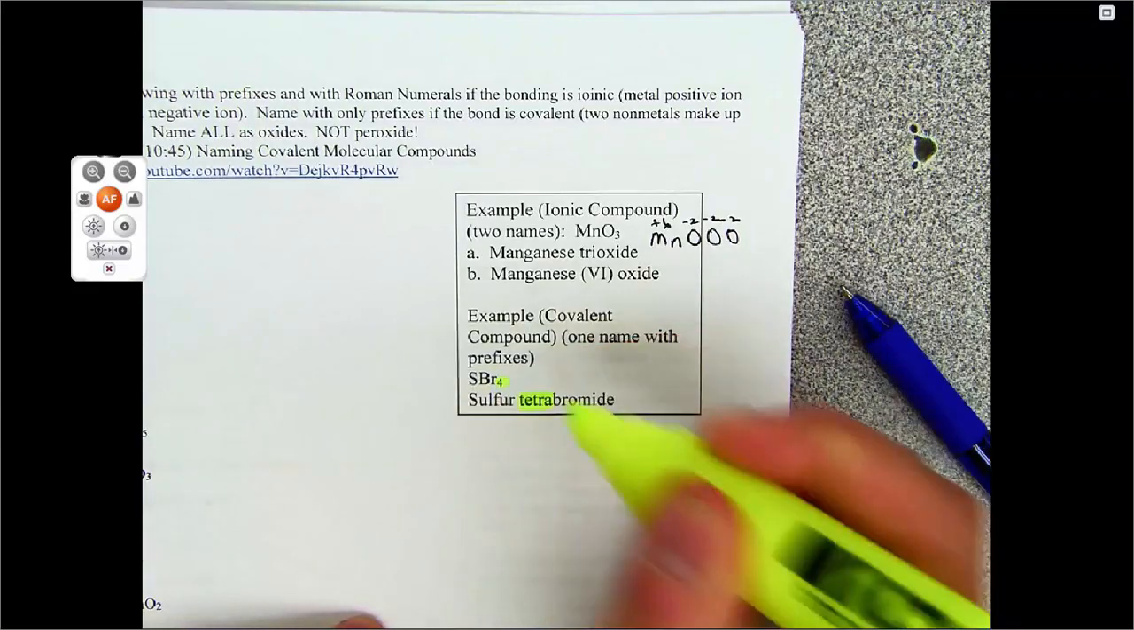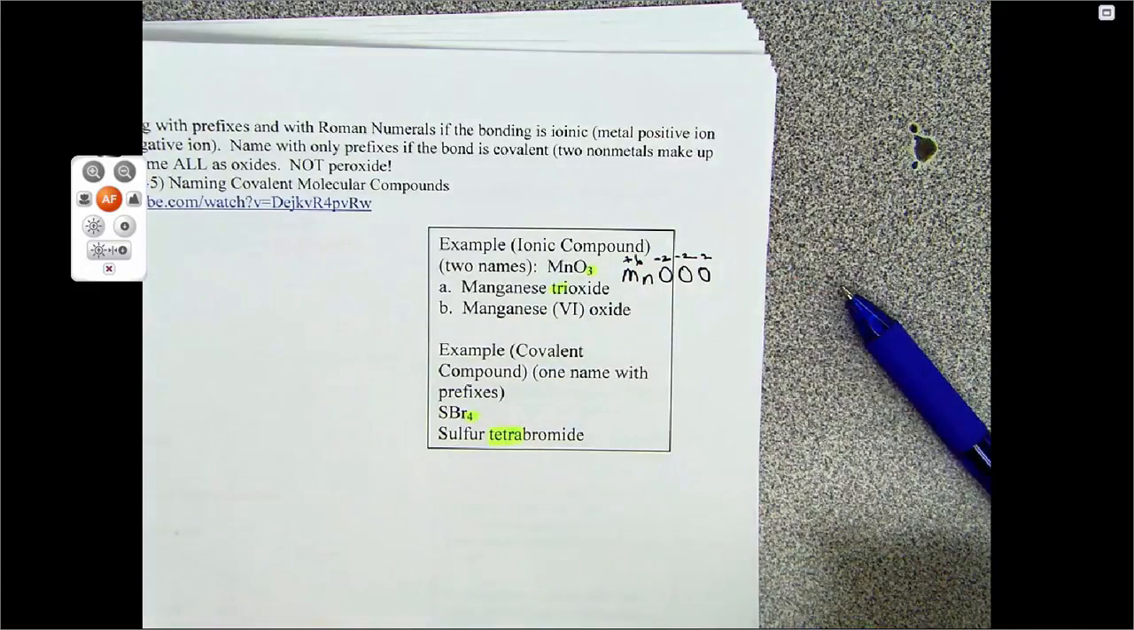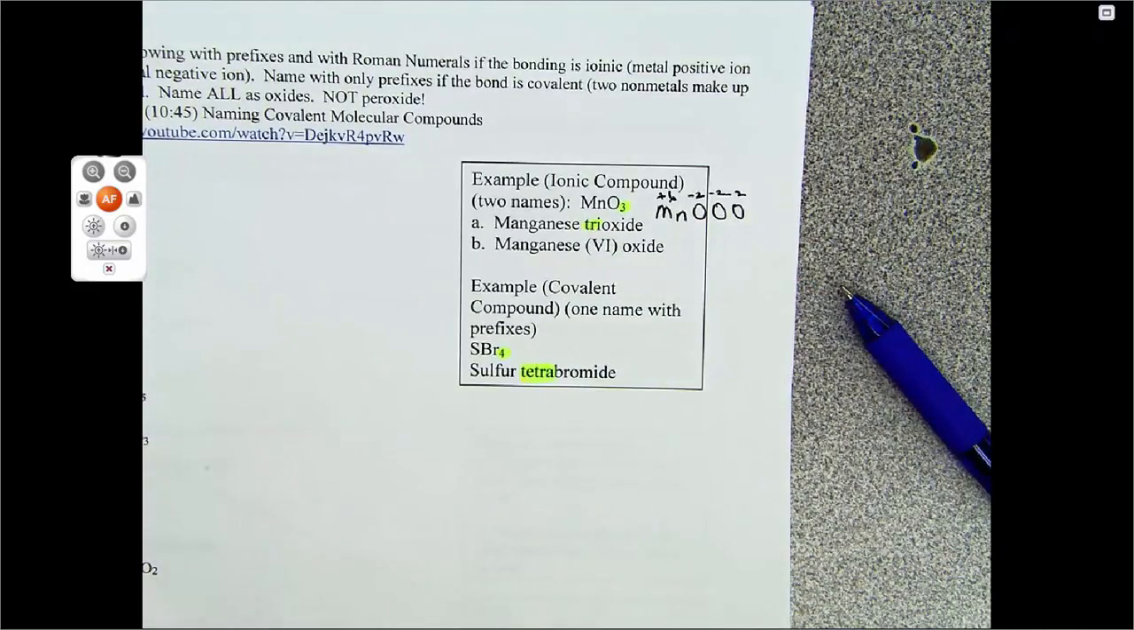Otherwise, if it's a covalent compound with two nonmetals bonded together, then we are using only prefixes. Here's the 4 for the tetra. Here is the 3 for the trioxide here. So, in fact, I even helped you out here.